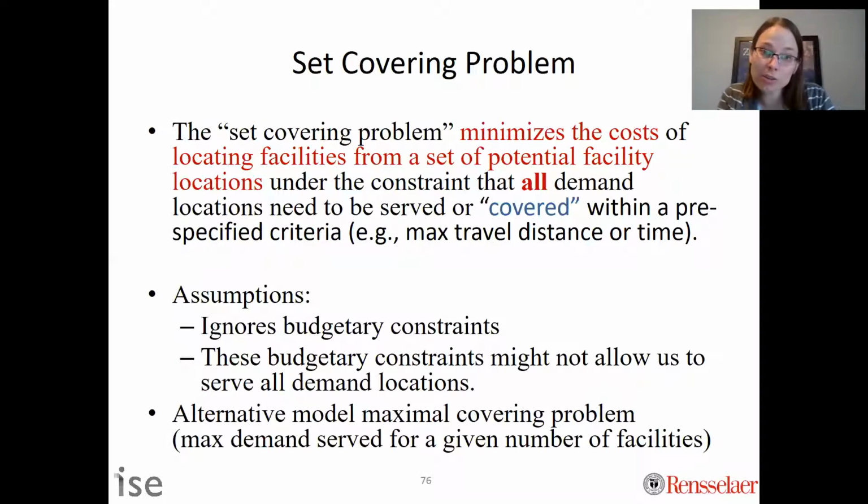It ignores budget constraints, so it assumes there's enough money to do that. And there are different ways you could think about the problem if that's not the case. But the goal is to ensure that all demand points meet this criteria.